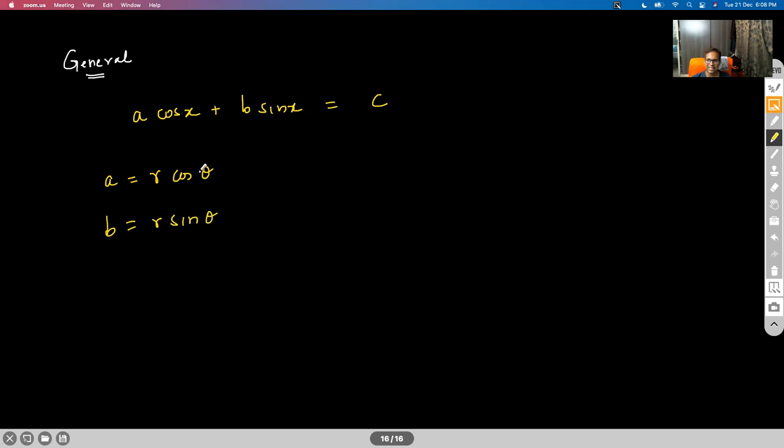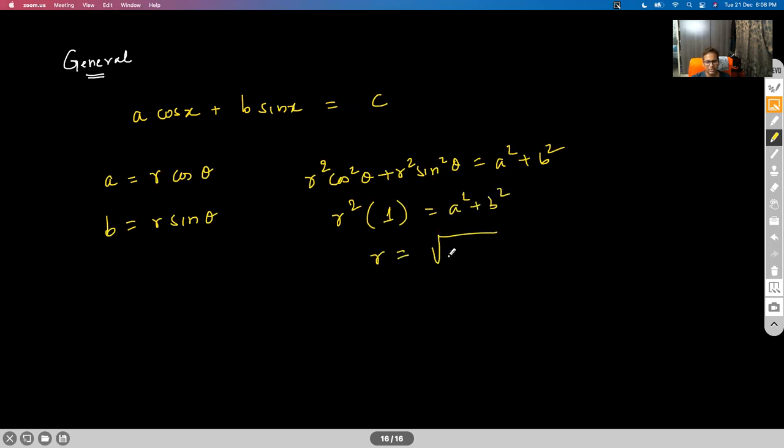Get your R and theta by simply squaring them and adding them. So if you square them and add them, you'll get R square. By the way, cos square plus sine square is going to become 1. And you can get your R as under root of A square plus B square. Now, both the possibilities are there, minus plus. Take plus, that is good enough for you to solve the question. No need to take the other one, minus. And you can get your theta by taking the ratio.